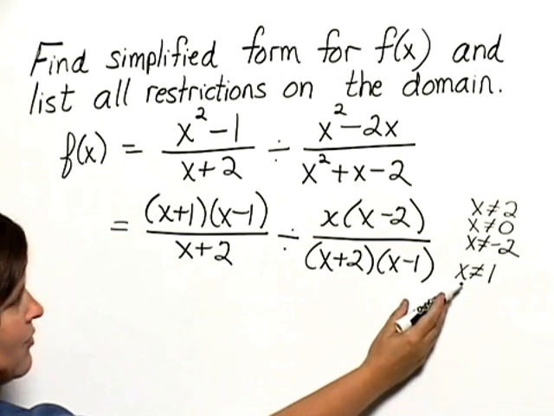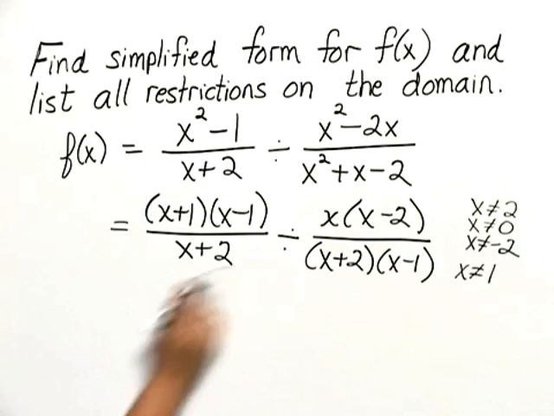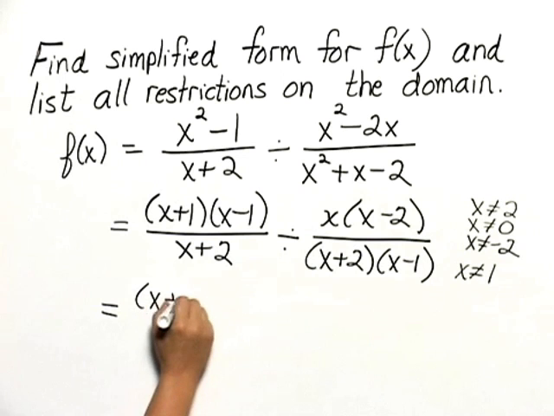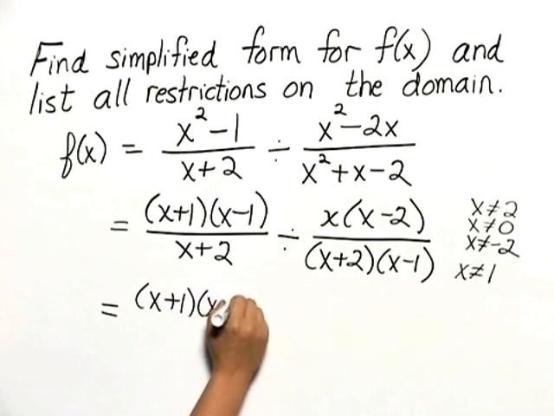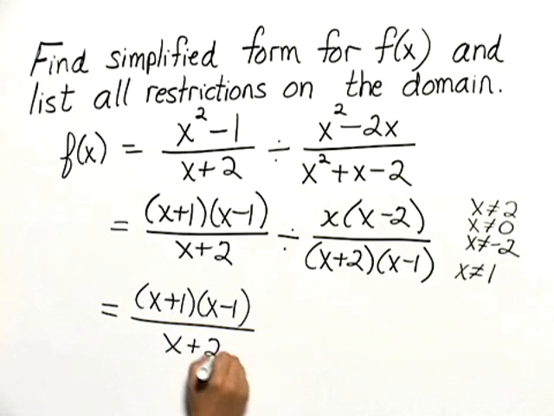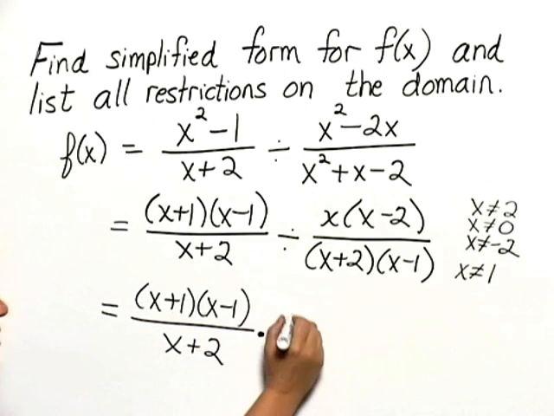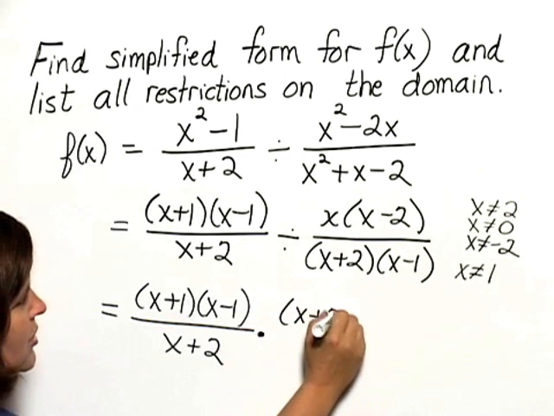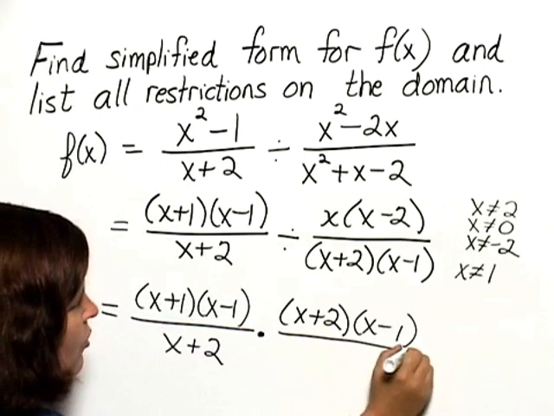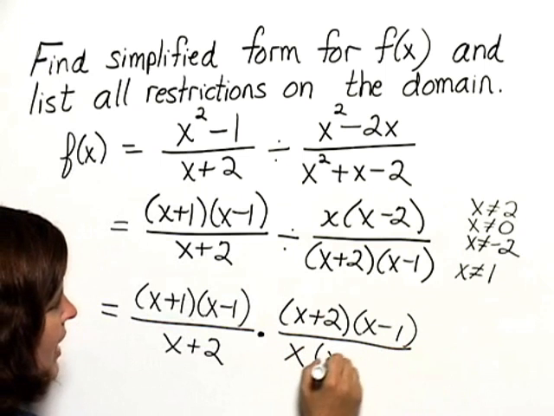Keeping that in mind for the end, we will now do this division by multiplying by the reciprocal of the divisor, which is the second rational expression. We have our first rational expression times the reciprocal of the second rational expression. That would be x plus 2 over x minus 1 over x times x minus 2.